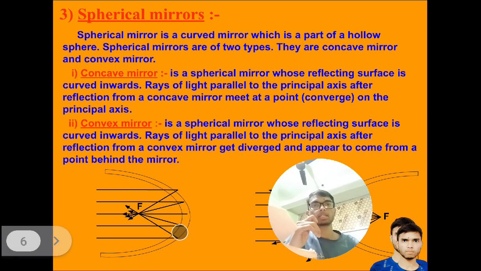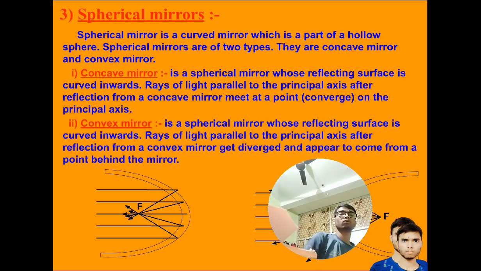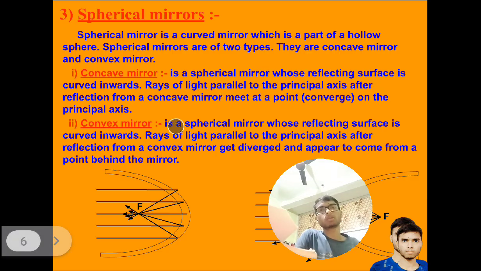Here, I think it would be concave mirror. Remember, you will have to remember which mirror is concave, which one is convex. You will have to understand this just by using the word itself. Concave, cave means inward, and vex means outward.